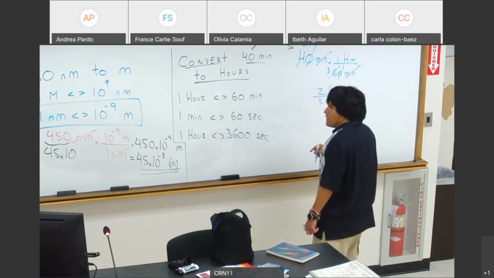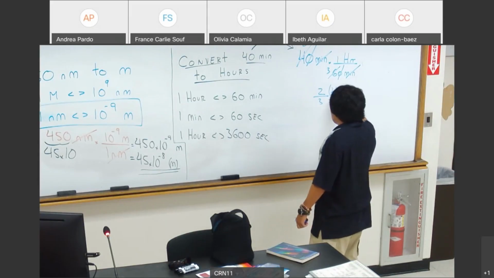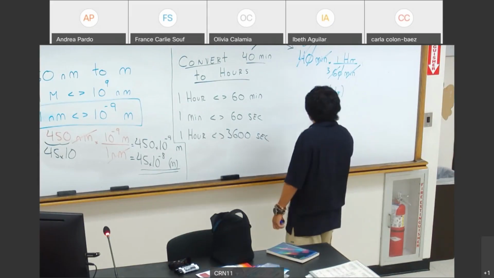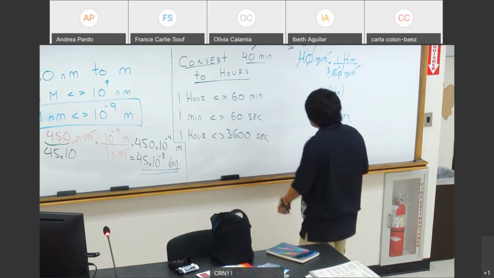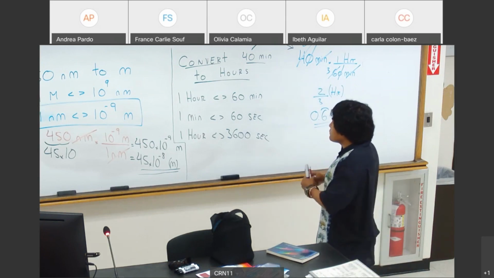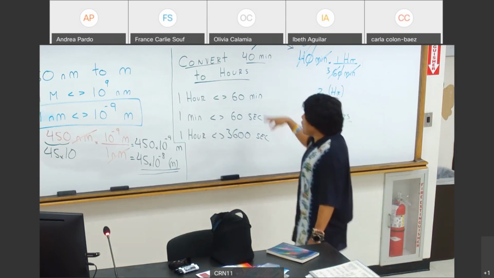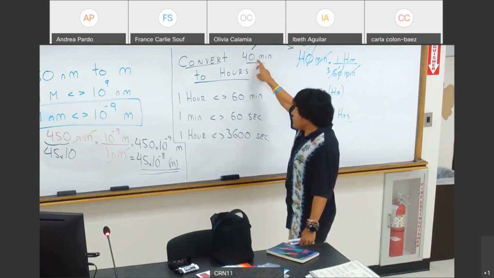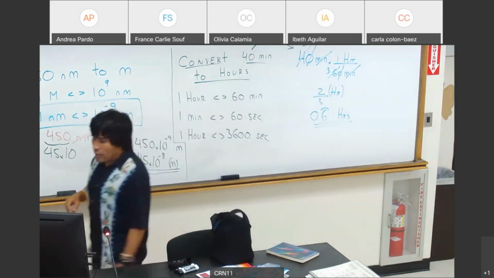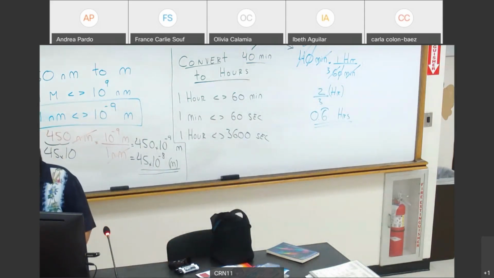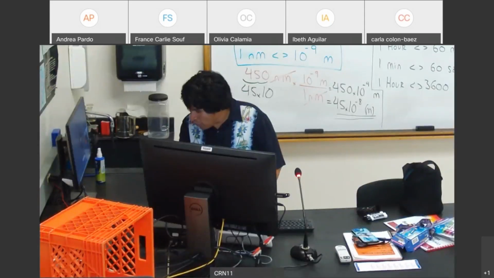This fraction is not going to be accurate, so you leave it like that. If you want to write it as a decimal, it will be 0.6 repeating hours. All right? If you want to change it to seconds, you will multiply this by 60, 2,400 seconds. So that's basically what you have in the notes, and then there are some practice problems in there.